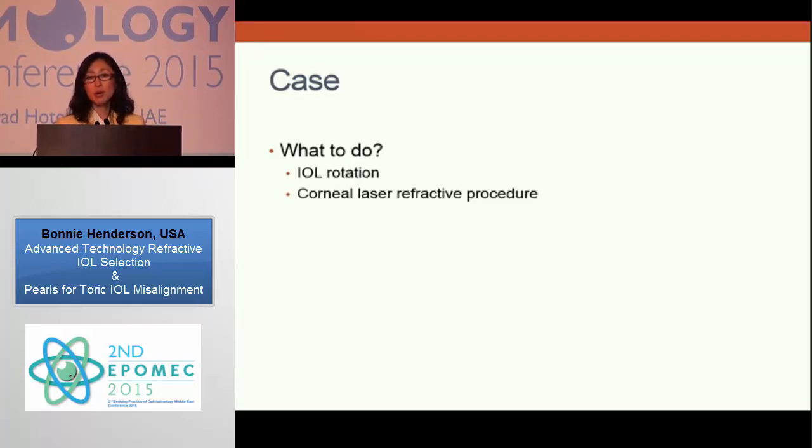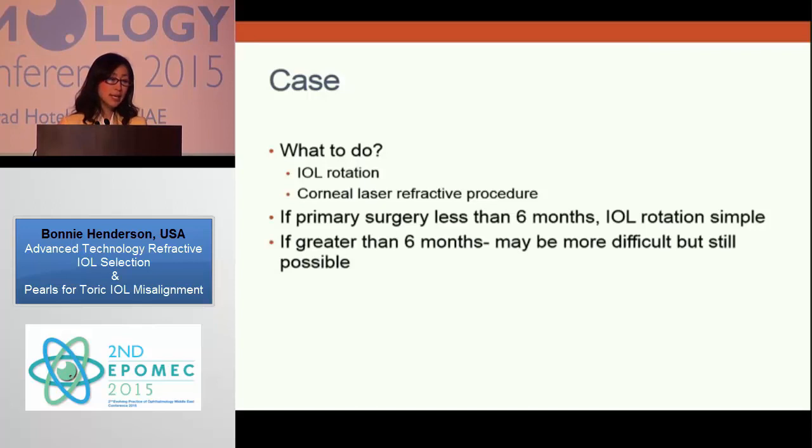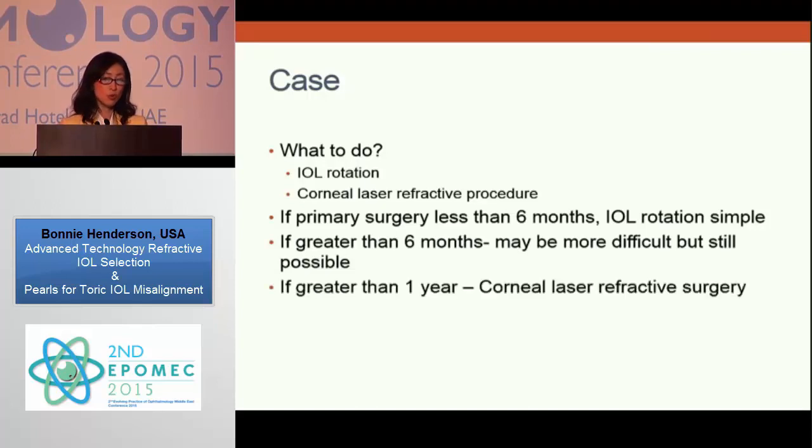I find that if the primary surgery is fairly recent, less than 6 months, even up to a year, it's fairly easy to do an IOL rotation. So I always prefer to go back into the eye to change the IOL rather than go ahead and change the cornea. If it's greater than 6 months, it's a little bit more difficult. I still think it's possible. And if it's over a year, oftentimes a lot of people would just rather treat the cornea.